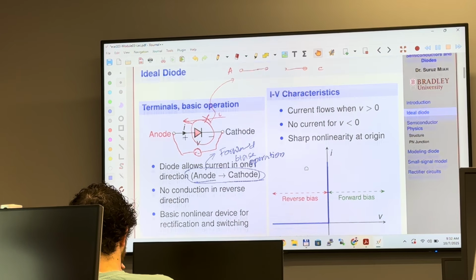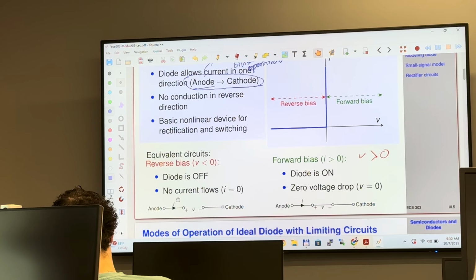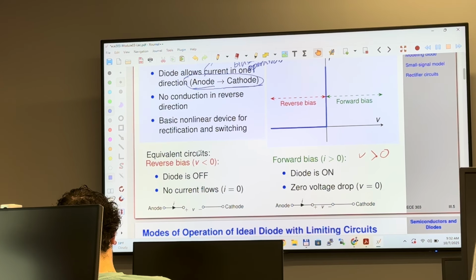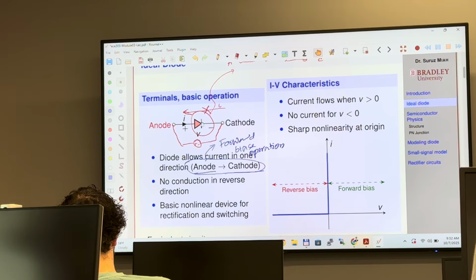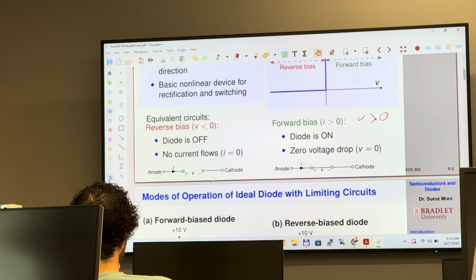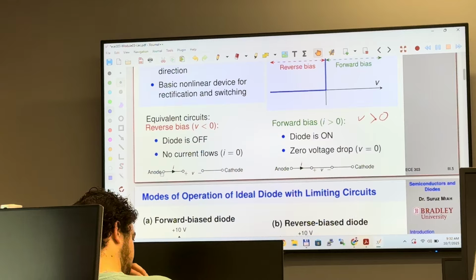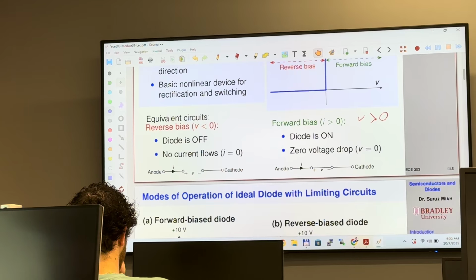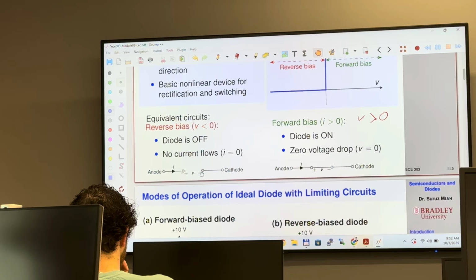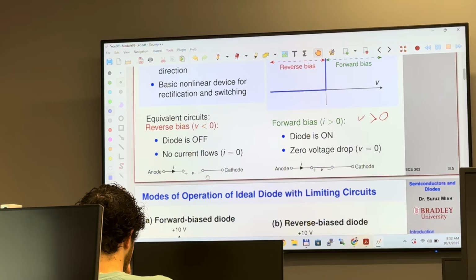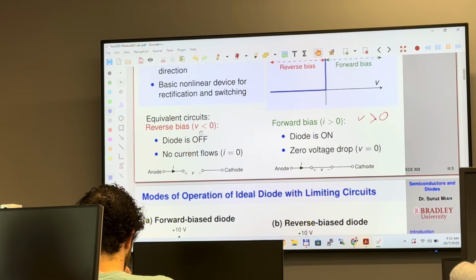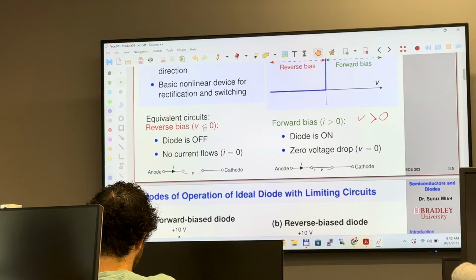So that is the reverse bias condition. You can think of this diode in the equivalent circuit as such. We just put it in the form of the voltage, current and wires. We have anode and cathode, and this is simply an open circuit and no current will flow. I is going to be 0 and in reverse bias V is going to be less than 0.